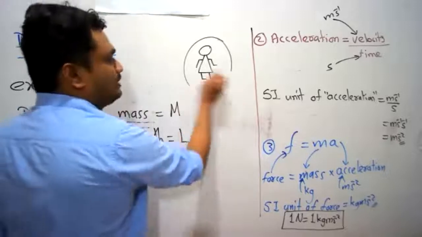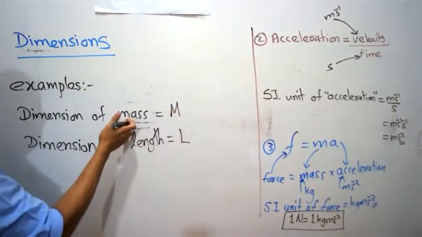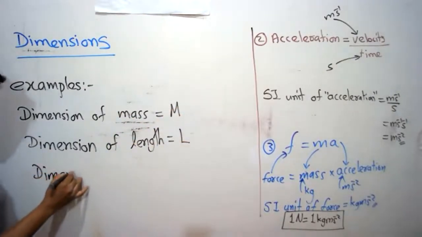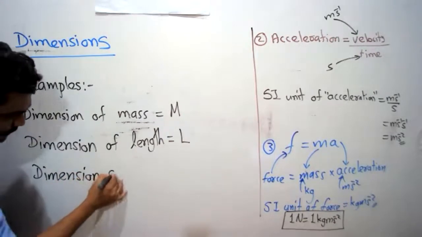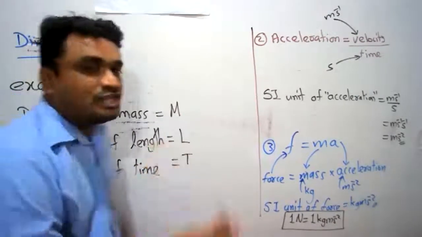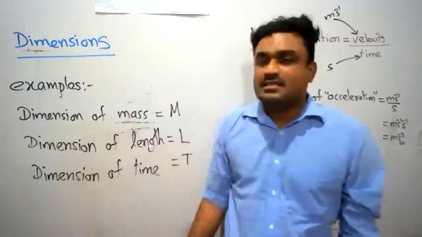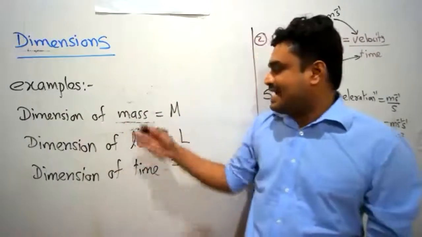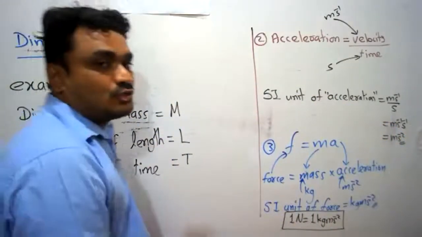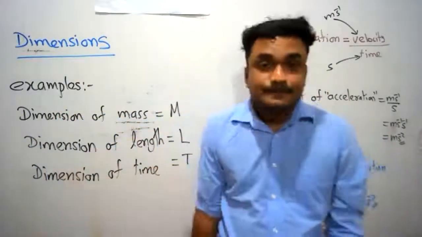I don't know the symbol for boys, right? So similarly, this symbol represents mass, this symbol represents length, and the dimension of time is capital T. So dimensions are letters, symbols, and they represent physical quantities such as mass, length, and time. If you want, you can write other dimensions also. I have included them in my notes.